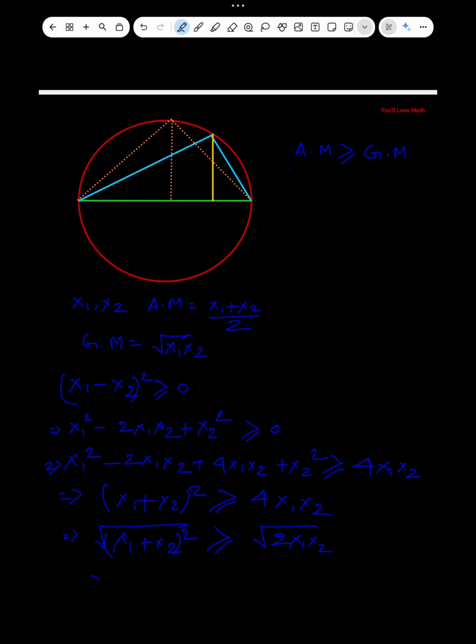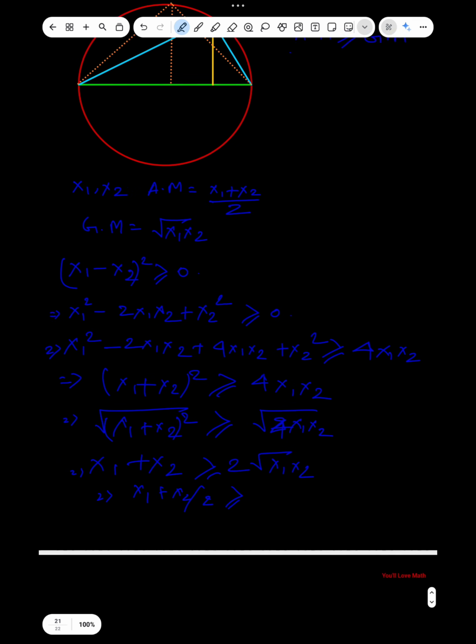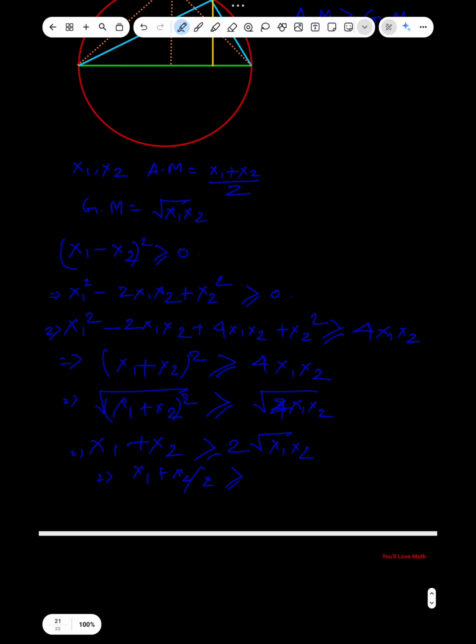Now take the square root on both sides: x1 + x2 is greater than or equal to 2 times the square root of x1 x2. Now (x1 + x2)/2 is greater than or equal to the square root of x1 x2. So this is a good proof.